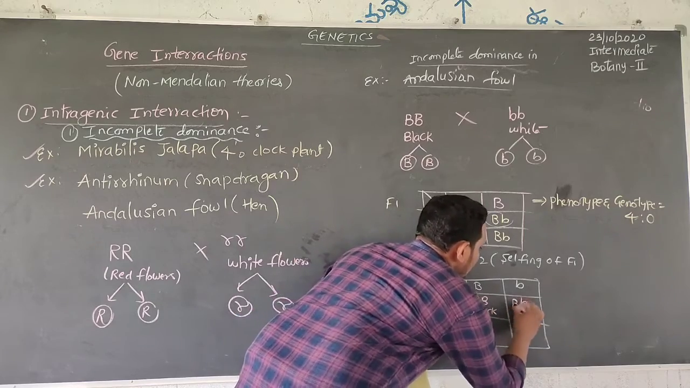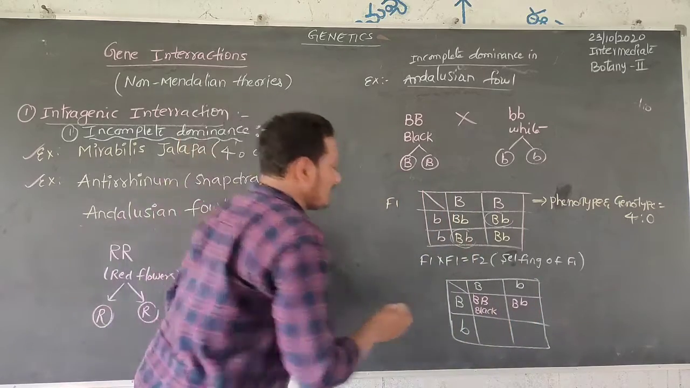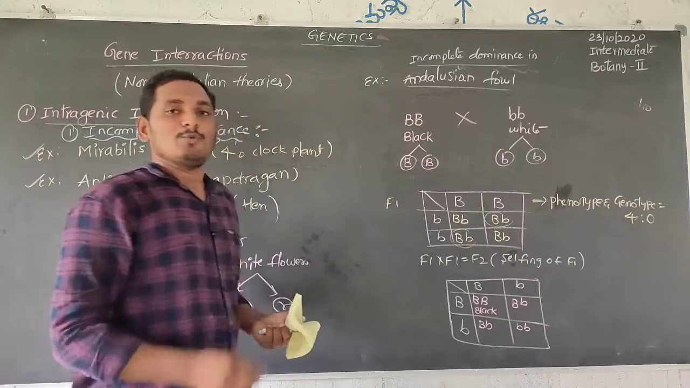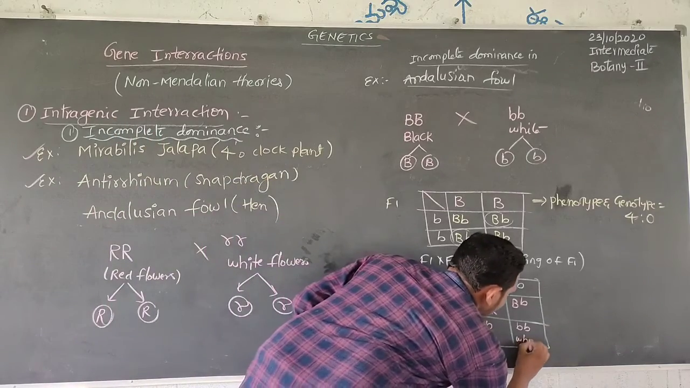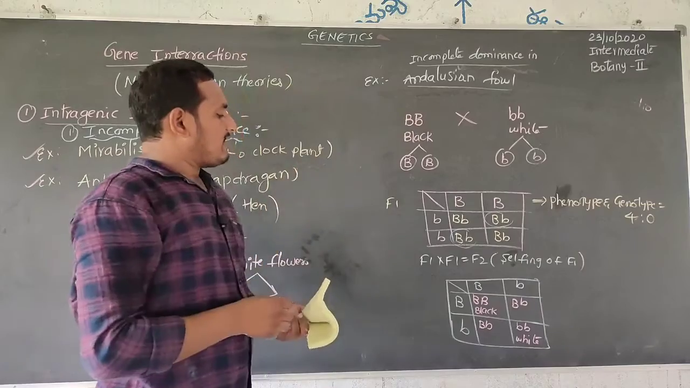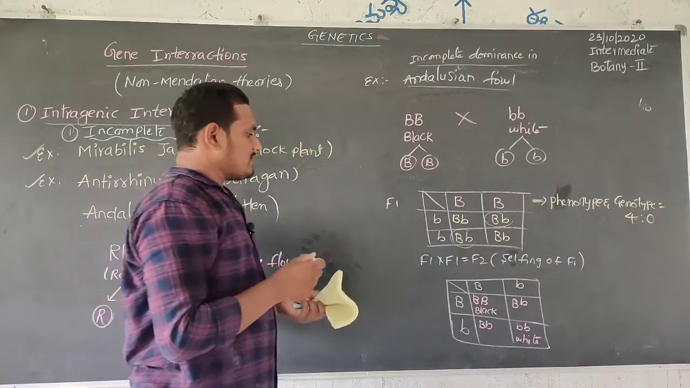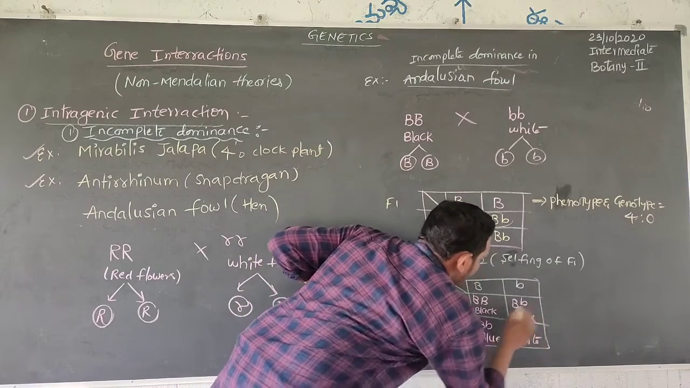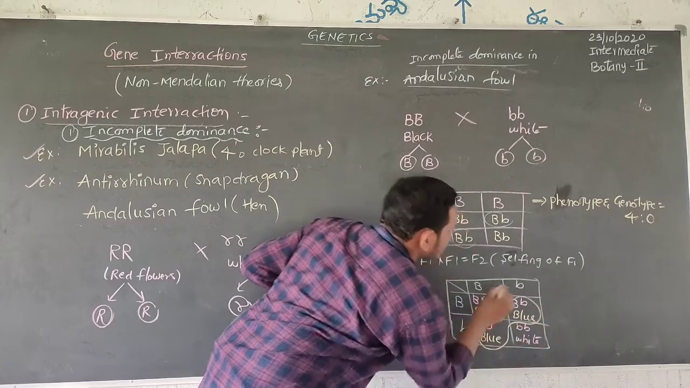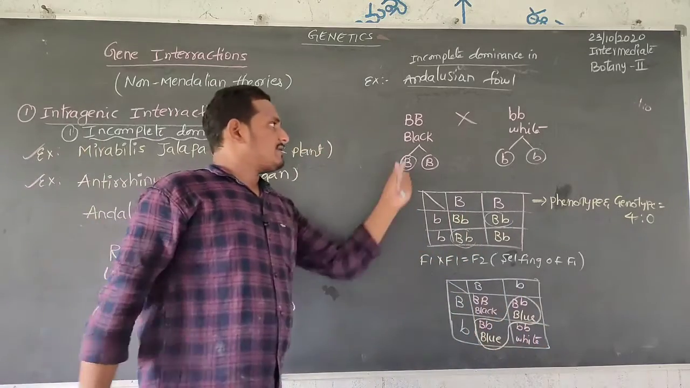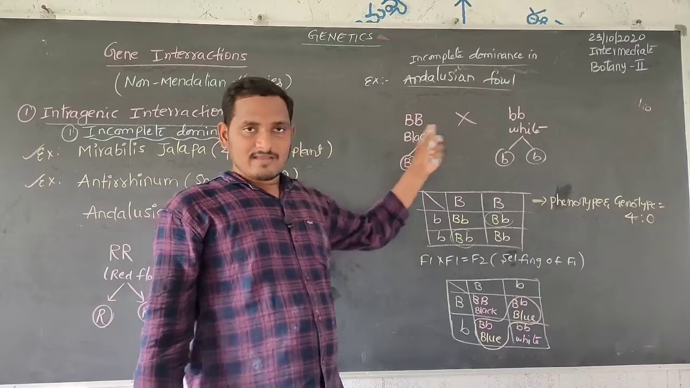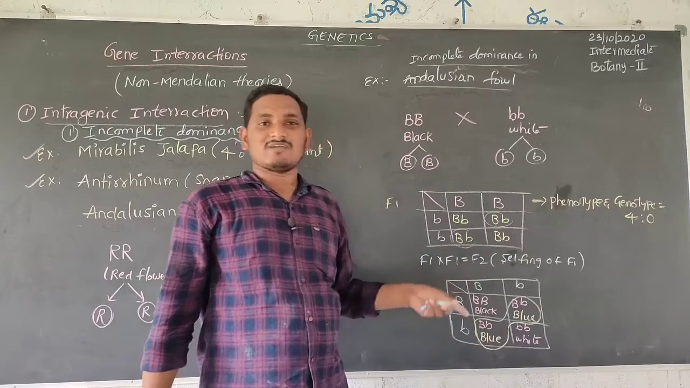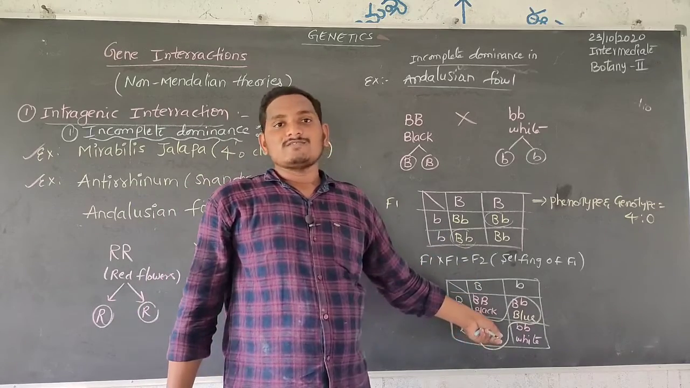Next, Bb, Bb, then small b, small b. Small b, small b is a purely white hen. And what about capital B, small b? This Bb is actually blue. Here also blue. Why? Because these two show blue. In our parents there is no blue, either black or white, but here in the F2 daughter organisms, blue color hens will appear.